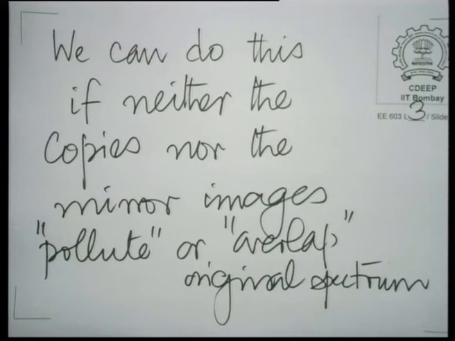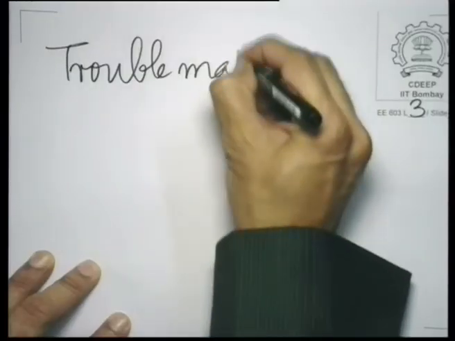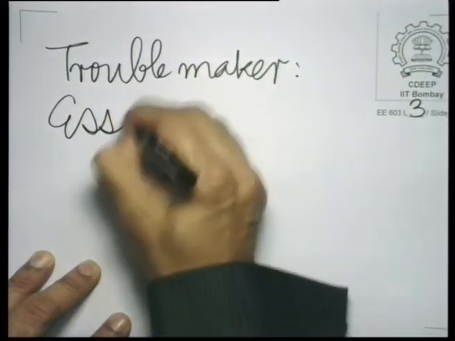And again, now we have a simple answer. Which is the trouble making copy or mirror image? In fact, if you think about it, it is only the first one which is the troublemaker. And that too not the first copy. It is the first mirror image which is a troublemaker. That is the one which comes first as you move away from the original spectrum. So, let us write that down. The troublemaker is essentially the first mirror image.